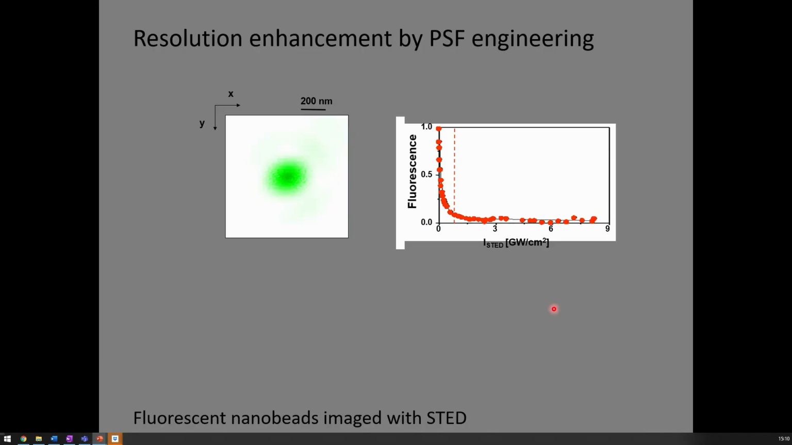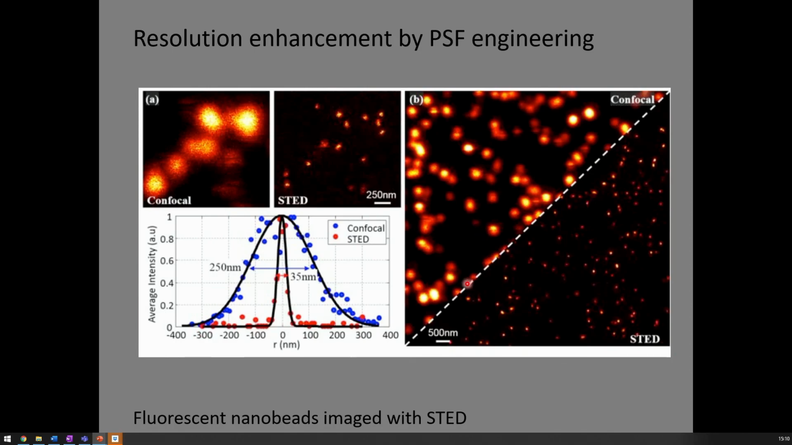So let me just show what this means in practice. This is from our own laboratory, you can see what kind of improvements we get. If we change the power and increase it, then you can see, this is our own work. We've taken some very small beads, perhaps 50 nanometer diameter, decorated with fluorophores. If I image them in a normal confocal microscope, I see the beads appearing in the confocal image like this, and each one has a size of 250 nanometers or so, as you would expect with a normal PSF.